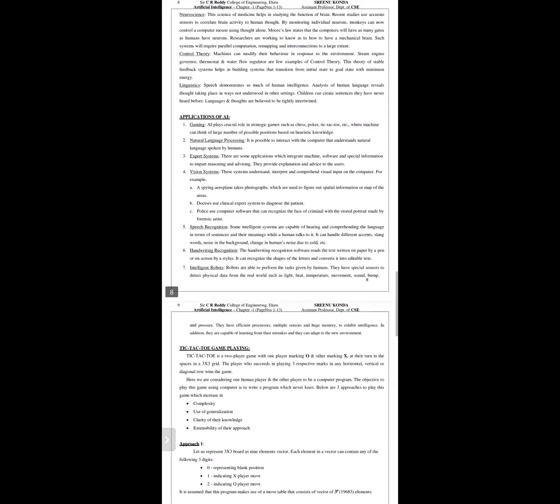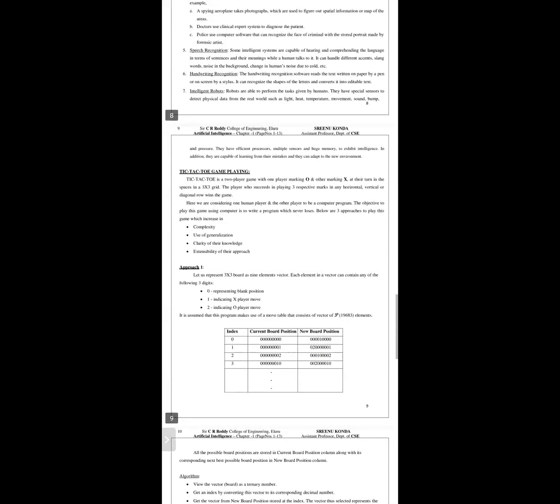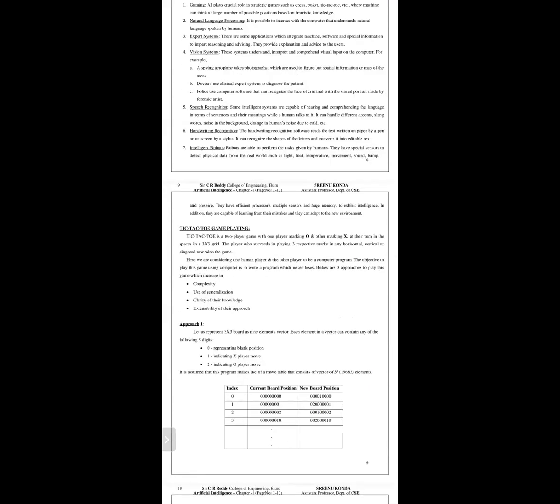And the next topic is tic-tac-toe game playing. This tic-tac-toe is a two-player game with one player marking O and another player marking X.